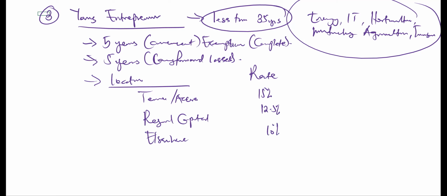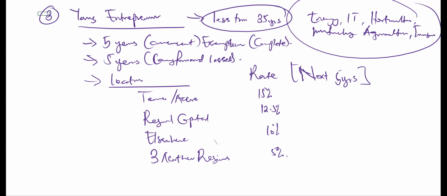And if he's in the three northern regions, this young entrepreneur will pay tax at 5%. Are we okay? And this one exists also for the next 5 years. Understood?